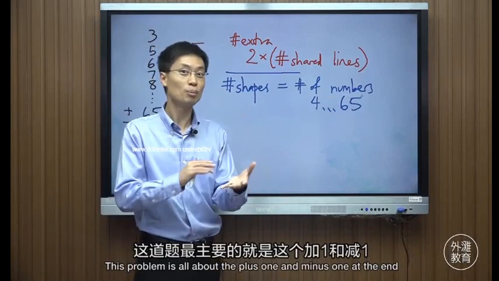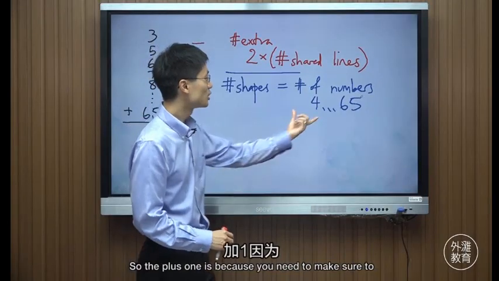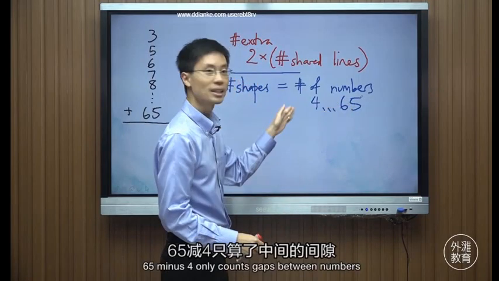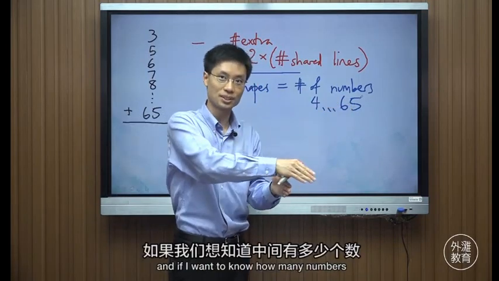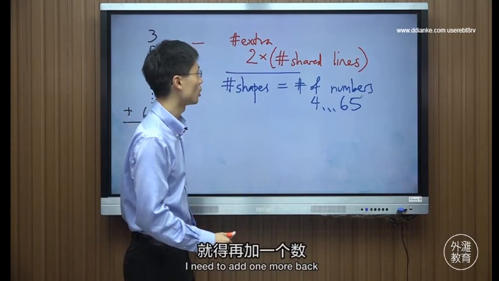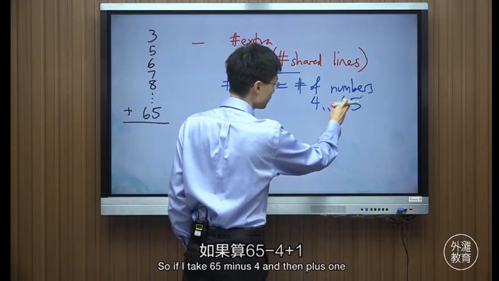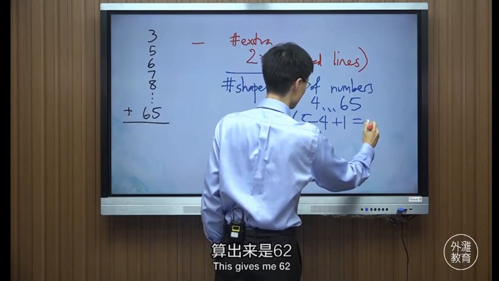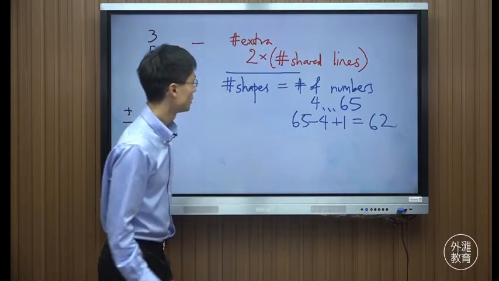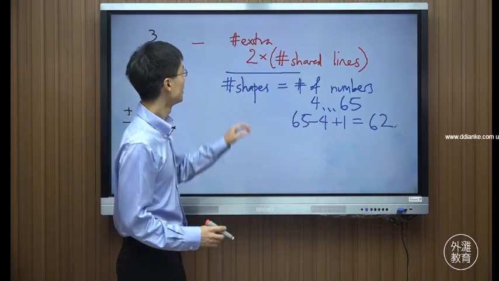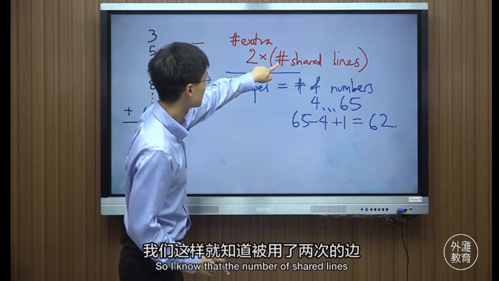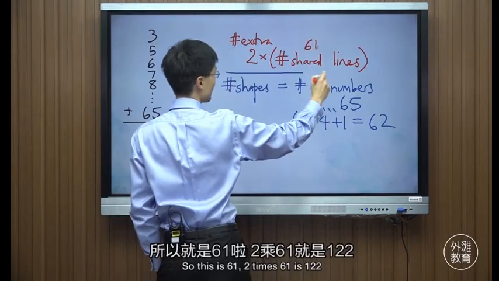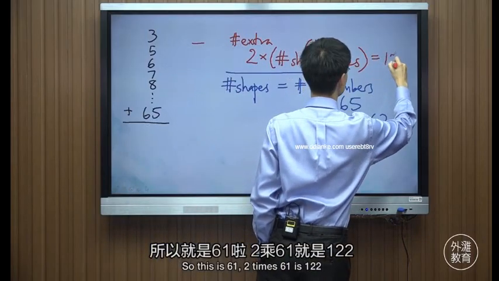This problem is all about the plus 1 and minus 1 at the end. So the plus 1 is because you need to make sure to count the endpoints. 65 minus 4 only counts gaps between numbers. And if I want to know how many numbers, I need to add 1 more back. So if I take 65 minus 4, and then plus 1, this gives me 62. So now I know there are 62 shapes. So I know that the number of shared lines is 1 less than the number of shapes. So this is 61. 2 times 61 is 122.